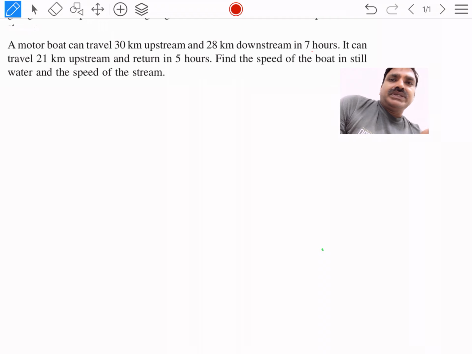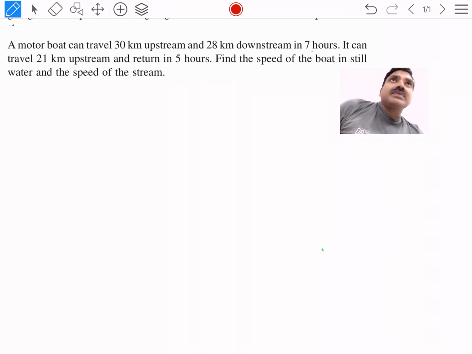So now the question is: a motorboat can travel 30 km upstream and 28 km downstream in 7 hours. It can travel 21 km upstream and return in 5 hours. Find the speed of the boat in still water and the speed of the stream.